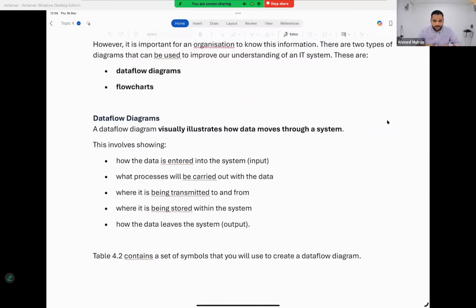It visually shows how data moves through a system. Who gives it? How is it processed? What process happens to it? Where is it stored? You get to see that. Can you guys see it?